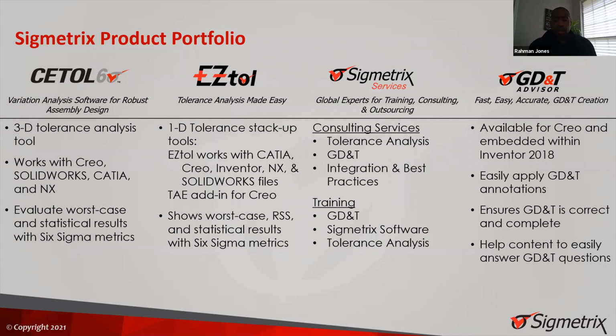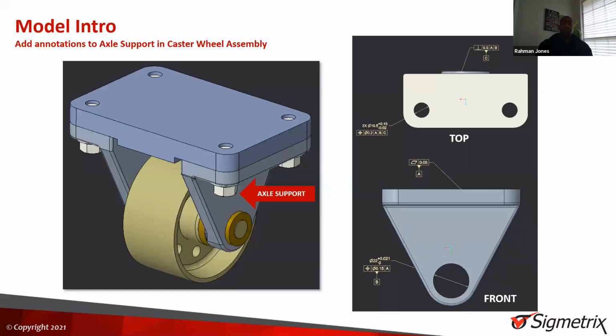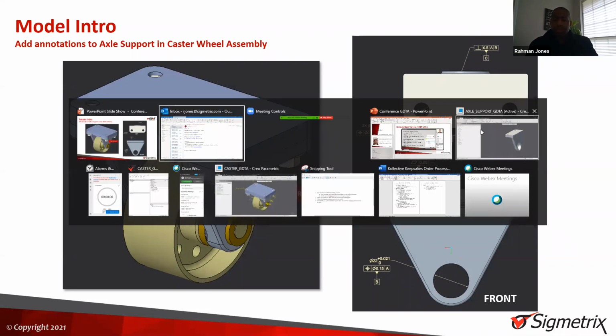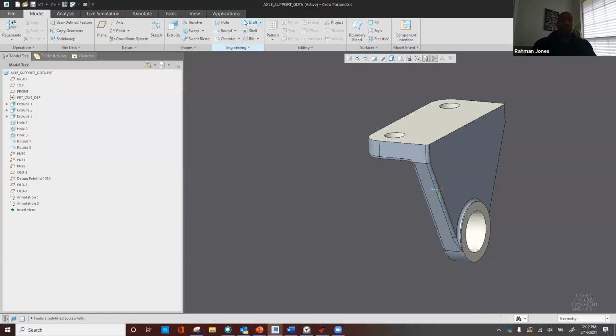So with that, let's talk about our model that we'll be using GD&T Advisor to apply annotations to. We have this caster wheel assembly that you see on your left. We have our axle support that's part of the caster wheel assembly, and for the axle support, the annotations that we'll be adding using GD&T Advisor are the ones that you see on your right. Okay, so we're going to transition over into our active session of Creo.